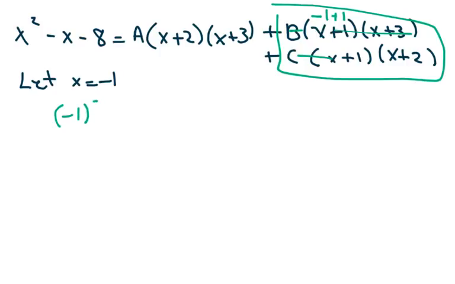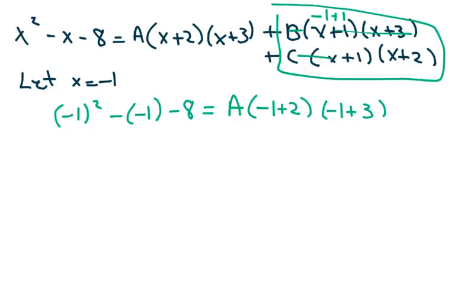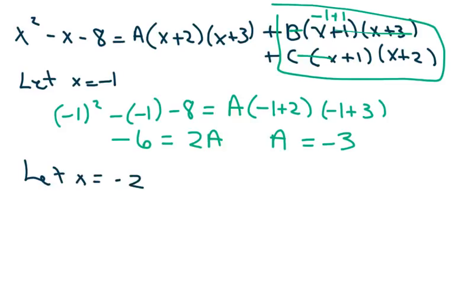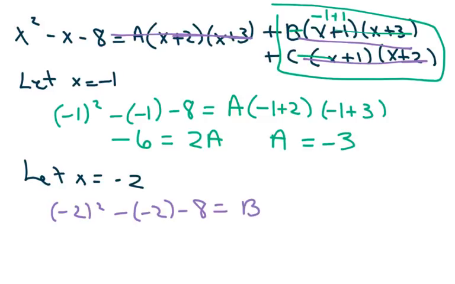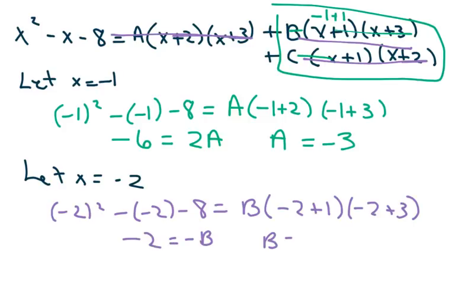So negative 1 squared minus negative 1 minus 8 equals a times negative 1 plus 2 times negative 1 plus 3. So here we're going to get negative 6 equals 2a, so a is negative 3. Then we're going to let x equal negative 2. The reason we do that one, it will knock out this one and this one, so we'll find b. When you do that, you get negative 2 squared minus negative 2 minus 8 equals b times negative 2 plus 1 times negative 2 plus 3. And that yields negative 2 equals negative b, so we have b equal 2.